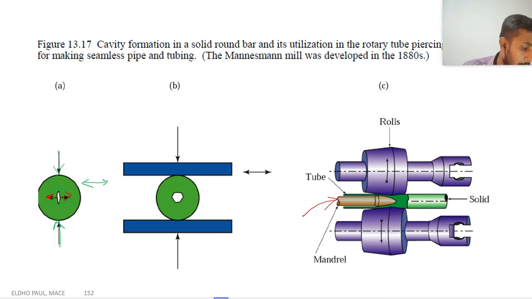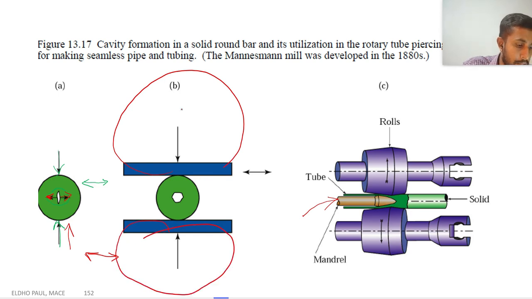Okay, so here in this Mannesmann process or rotary tube piercing process, for applying this compressive force and for the back and forth movement, we use the help of rollers. So here we use rollers. By means of using rollers, we apply the compressive force as well as the back and forth movement, and thereby we can create a cavity at the center of the workpiece.